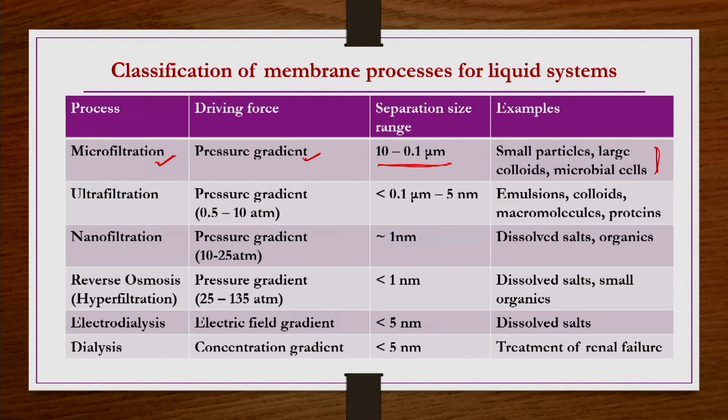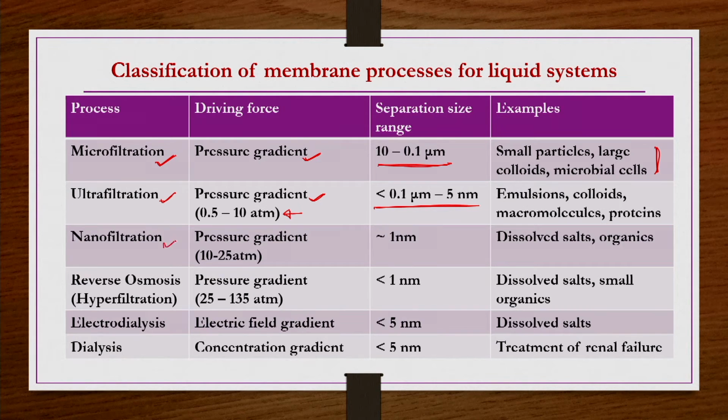Then microfiltrations are used. When you have an ultrafiltration membrane, then pressure gradient is again the driving force. The range of pressure difference is 0.5 to 10 atmospheres, and they are better suited for a separation size range of less than 0.1 microns to as low as 5 nanometers. Examples are emulsions, colloids, macromolecules, protein separation from solutions.